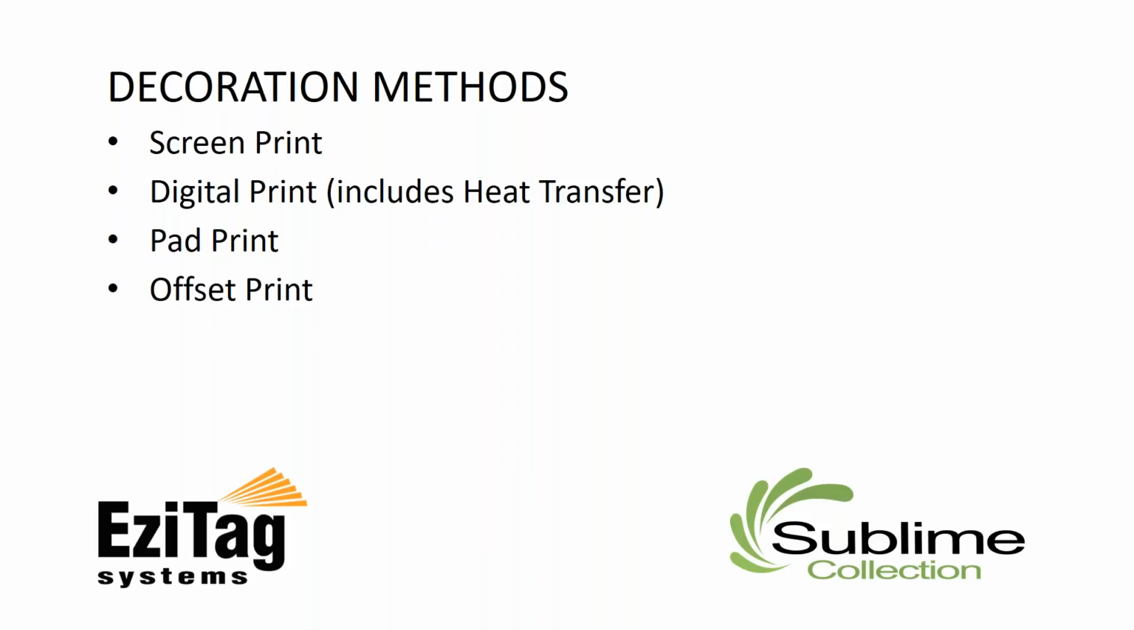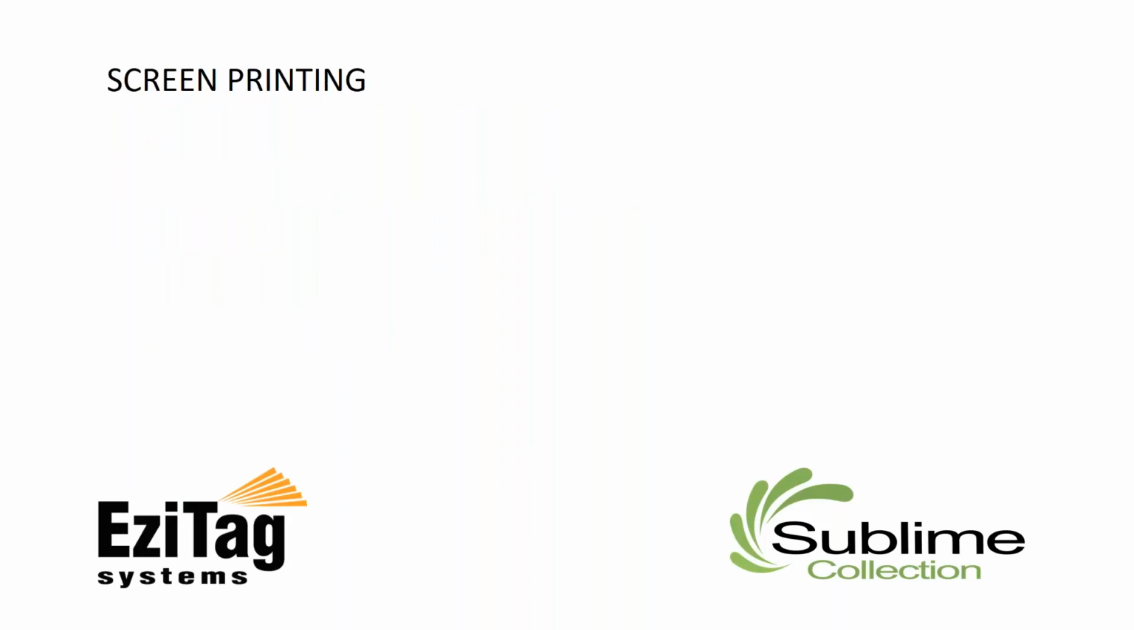The fourth method is offset printing, which is a large printer used to print magazines, catalogues, etc. And finally, we're going to look at sublimation printing.